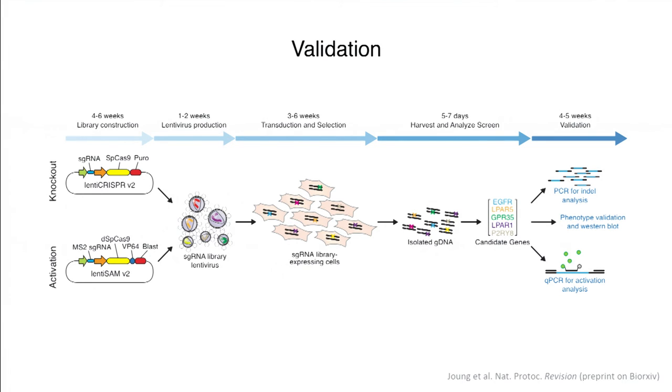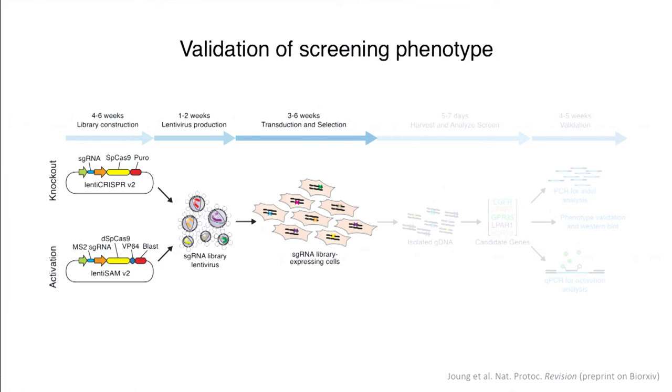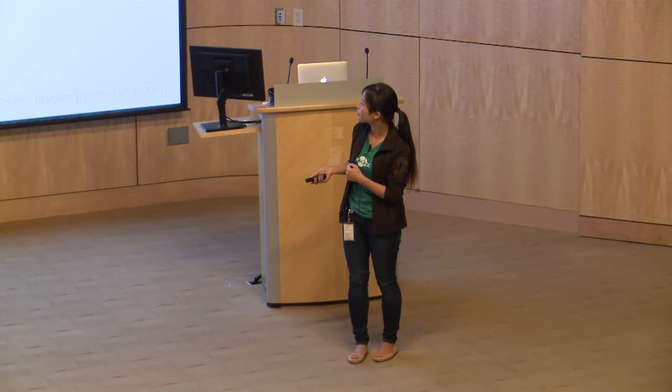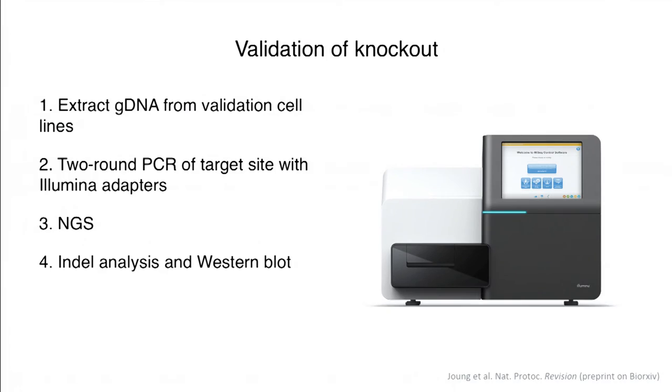What this means is that we're going to repeat the first part of the screen again, except this time, instead of making a big batch of lentivirus that have a pool of guide RNA virus, we will take each of the top enriched sgRNAs that correspond to each top hit, and then produce lentivirus individually at a much smaller scale. And then we will also transduce these guides individually into the same cell population and verify knockout and activation.